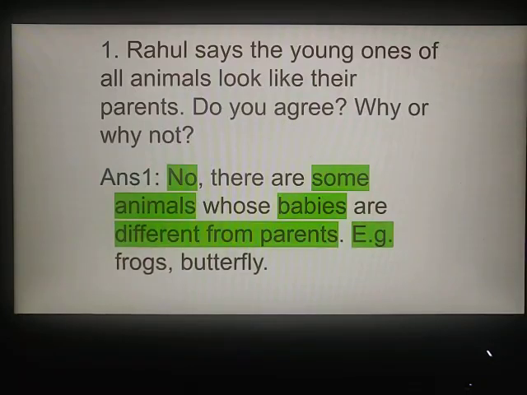They are so different that they look even like a different animal. For example, in case of frog, its baby almost looks like a fish, but due to metamorphosis changes into a frog. Similarly, in butterfly, the caterpillar or larva after metamorphosis changes into an adult butterfly. So the answer to this question is no, because there are some animals whose babies are different from their parents, and the examples are frogs and butterfly.